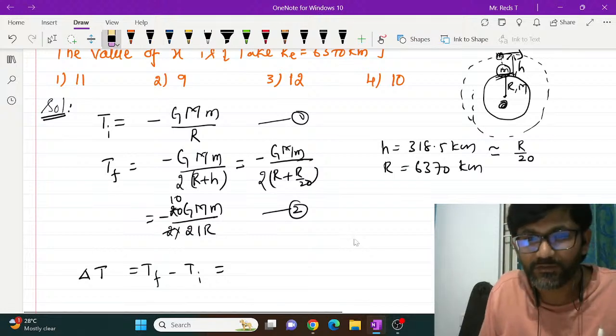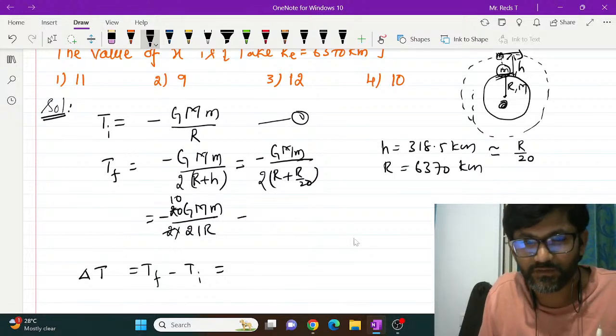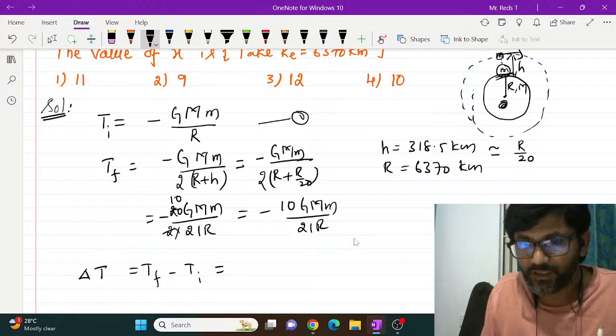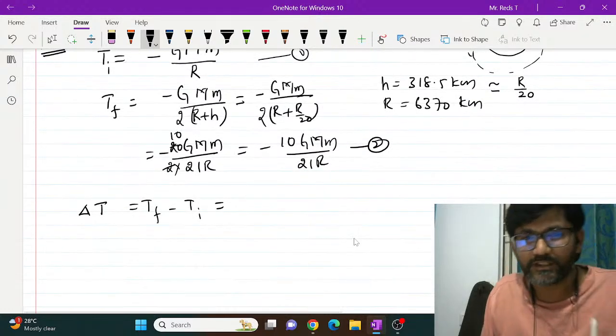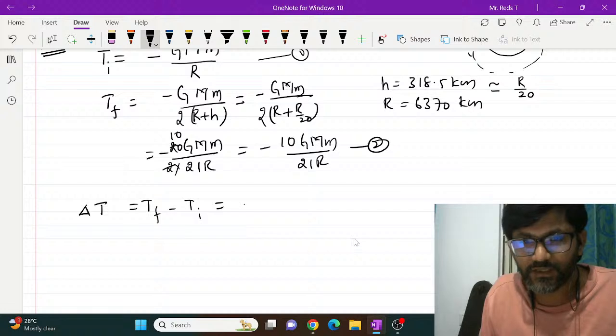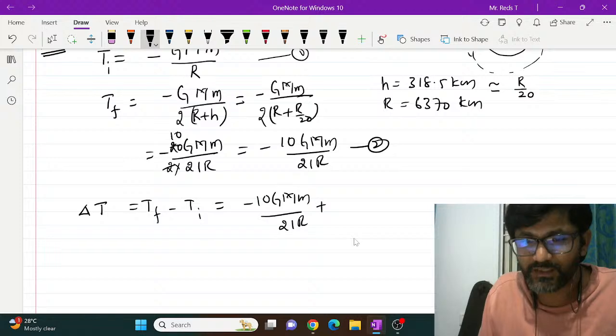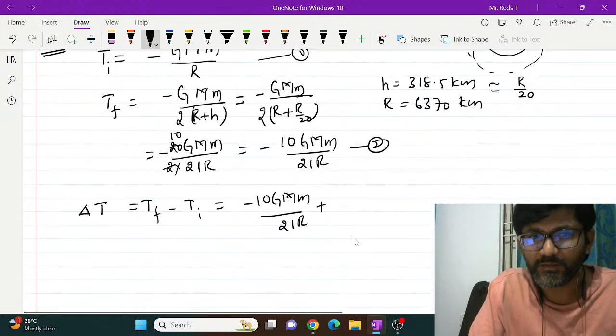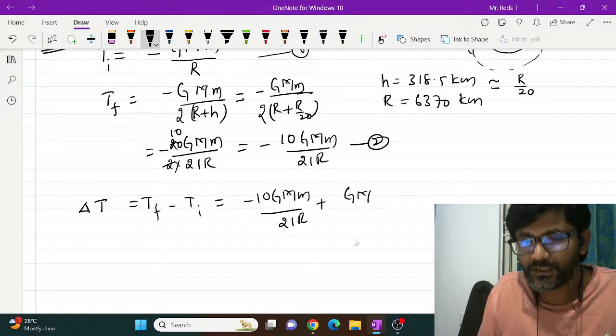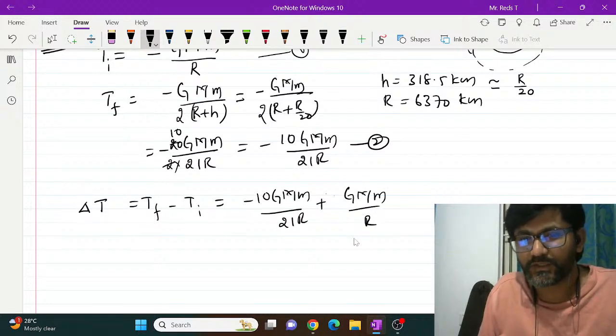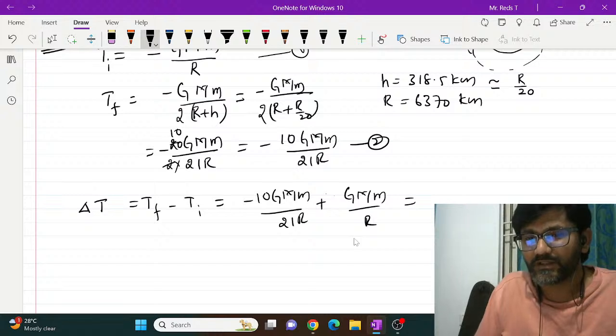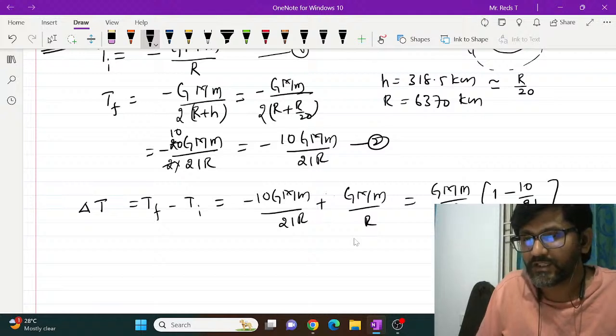So the simplified form, further simplified form, is this. It is equal to minus 10 GMm by 21 R. This you can take as equation 2. Now the difference between them: final energy is minus 10 GMm by 21 R, minus of minus, plus GMm by R. So this is a positive term, this is a negative term. So GMm by R is common. By taking this out, you can write GMm by R out. Positive term as 1 minus 10 by 21. 21 minus 10 is 11 by 21.